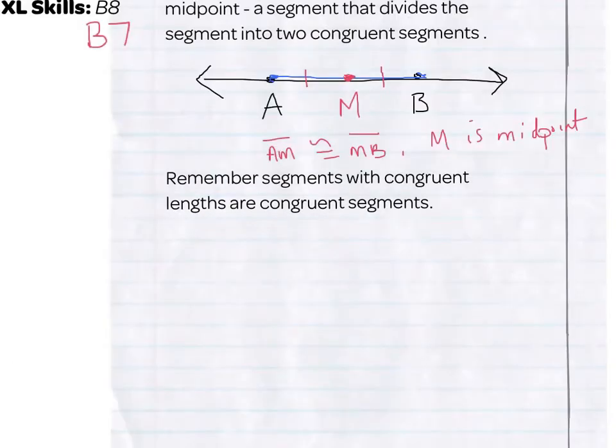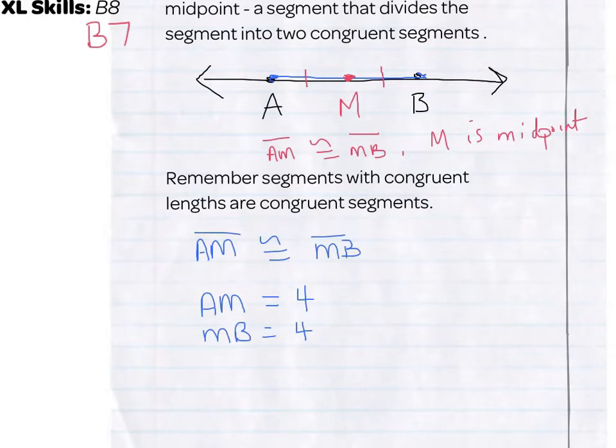Important to remember: segments with congruent lengths are congruent segments. Okay, very important. So while we say segment AM is congruent to segment MB, we also could quantify that and give it numerical values. If we would actually measure it out, and if AM was 4 and this piece over here was 4, then we'd be able to talk about how the measures of those lengths would actually be the same too.